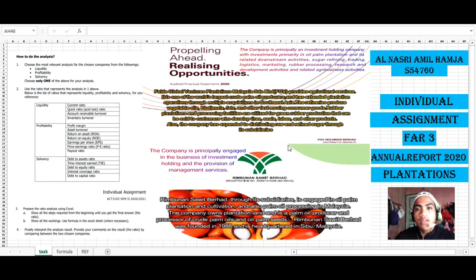For FGB, the company is principally an investment holding company with investment primarily in oil palm plantation and its related downstream activities: sugar refining, trading, logistics, marketing, rubber processing, research and development activity, and related agribusiness activity. For RIMBUNAN SAWIT, this company is principally engaged in the business of investment holding and the provision of management service.